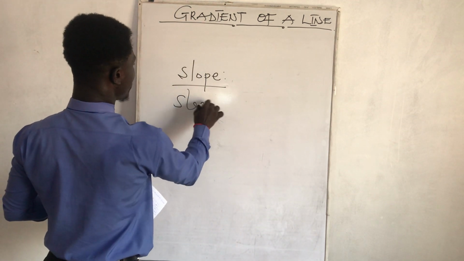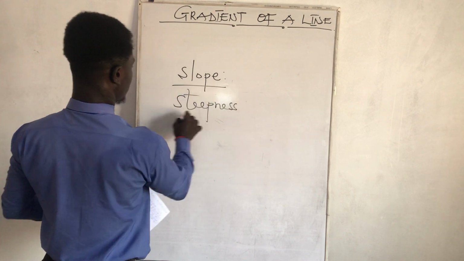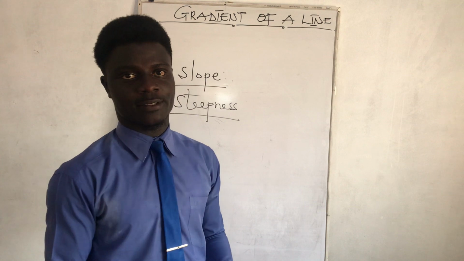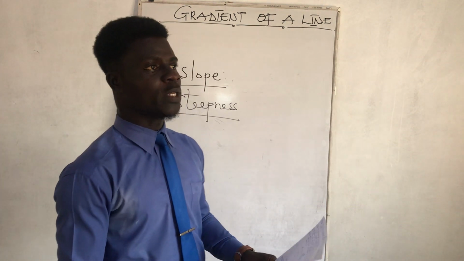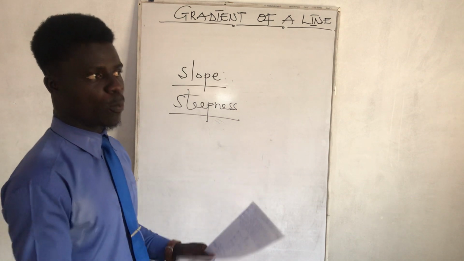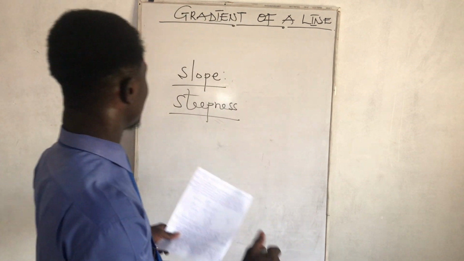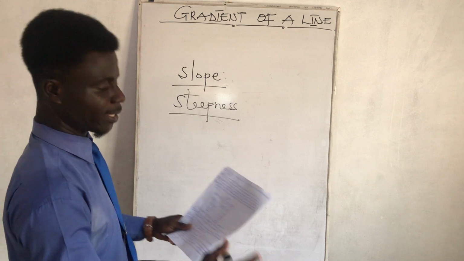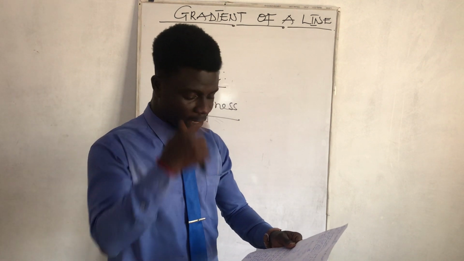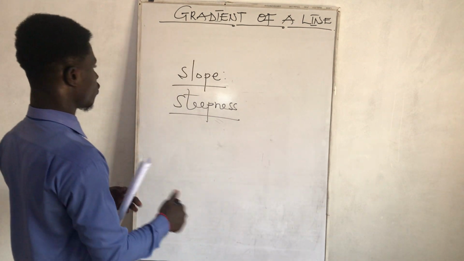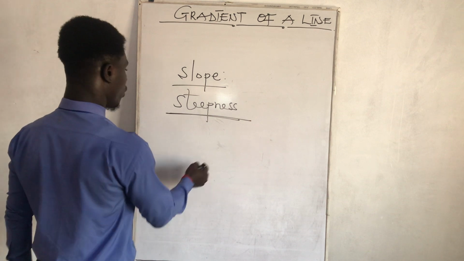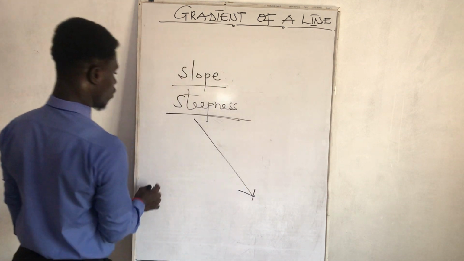Somebody can say it's the measure of the strength. The strength is the measure of the steepness of the line. So, what would be the gradient, or the slope, or the steepness of that line? Steepness means how an angle is falling or rising.